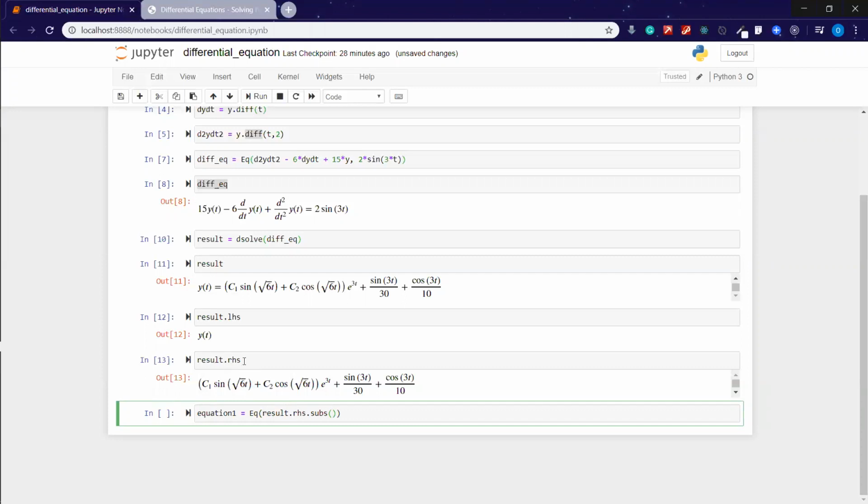We apply the subs method on results.RHS to substitute values, right? So in the subs method, you pass in a dictionary as an argument, and the key to the dictionary is the variable you are trying to substitute for, which is t in this case. And the value for the key is going to be the actual value we are substituting into the equation, right? So we are substituting 0. 0 is our value, and t is the key.